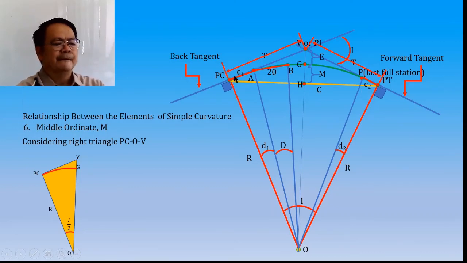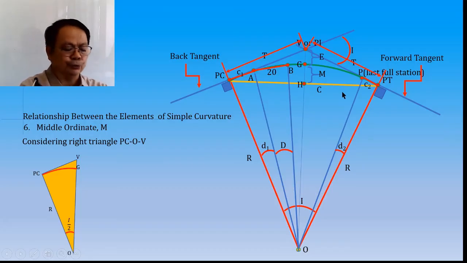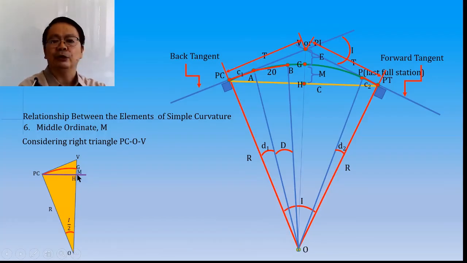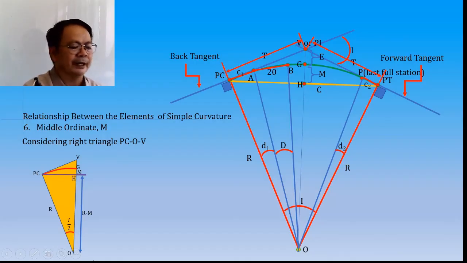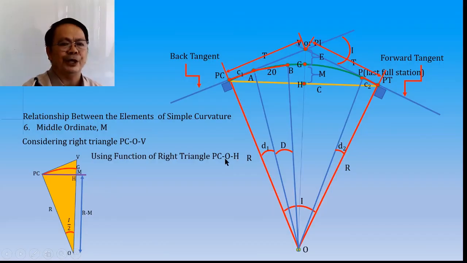The line that joins PC and PT, or the length of the long chord, pero putulin natin hanggang dyan lang. Anong point ito nakikita natin dito? This is point H. Ayun, di ba? And this distance from G to H is the one that we are looking for, M, or the middle ordinate. Now looking at this figure, you will notice that the distance from here up to O is how much? Is the difference between R and the middle ordinate. Di ba? Kaya makikita natin dito, meron tayo nakitang triangle dito na buo, no? Right triangle. Do you see the right triangle PCOH? This one. PCOH, and that is a right triangle.